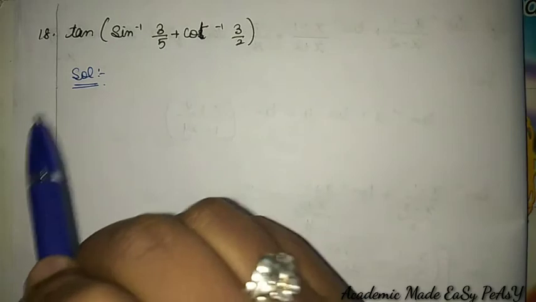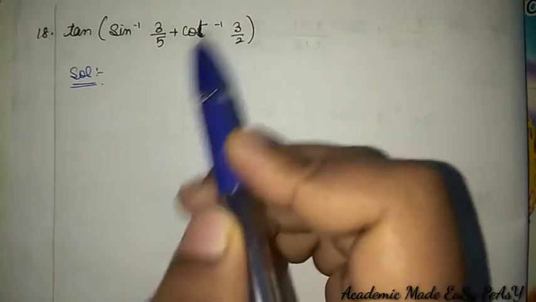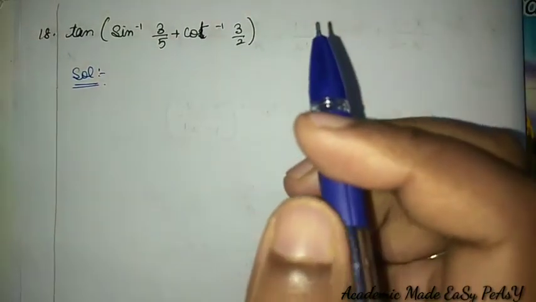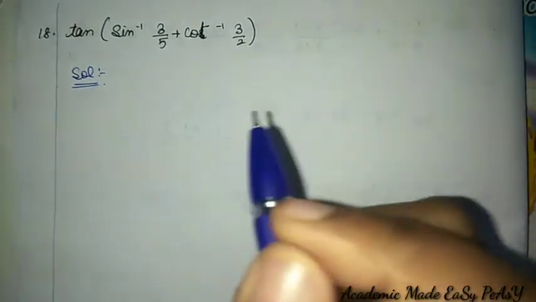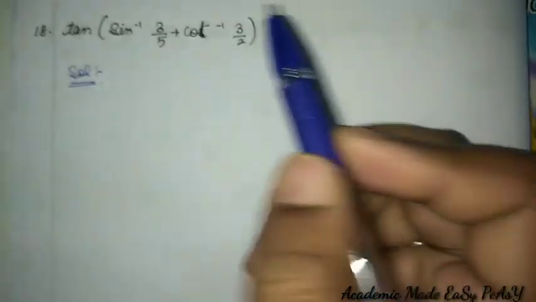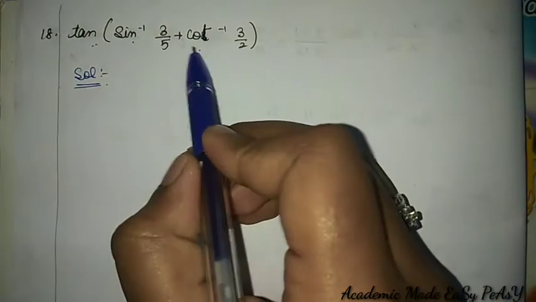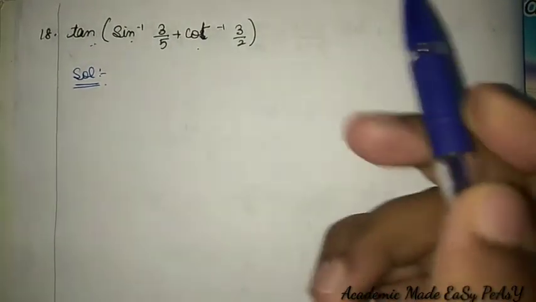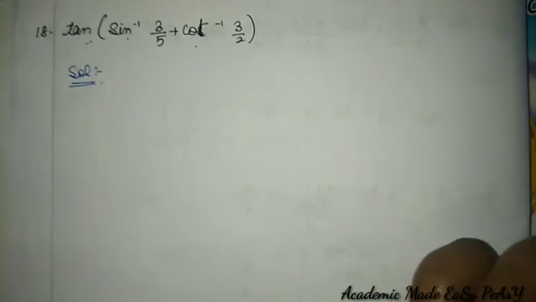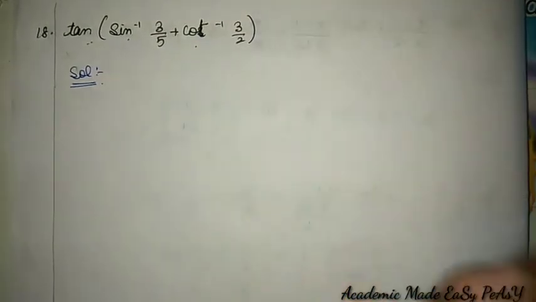Question 18. Tan of sine inverse 3 by 5 plus cot inverse 3 by 2. So do we have any formula for sine inverse x plus cot inverse y? No. Since we don't have any formula, we have to check if there are any common terms. Here I have tan, sine inverse, cot inverse. Tan and cot somehow can be matched, but sine is not related to tan, so we have to convert. We know how to convert sine in terms of tan, no?